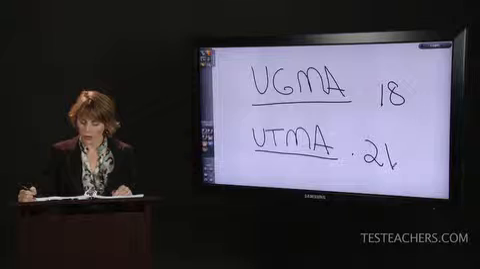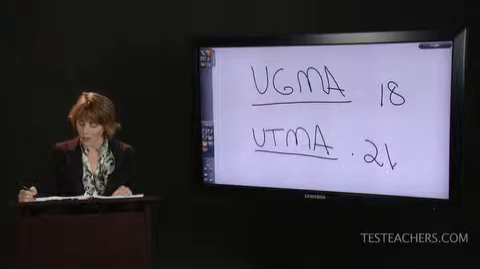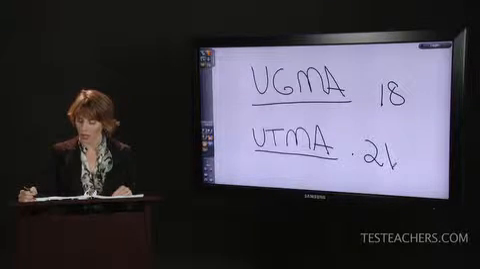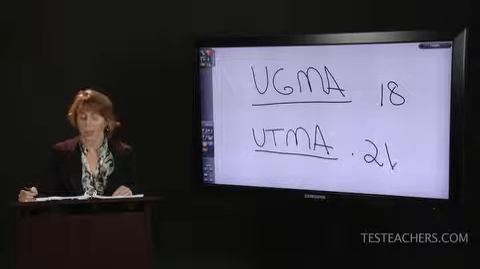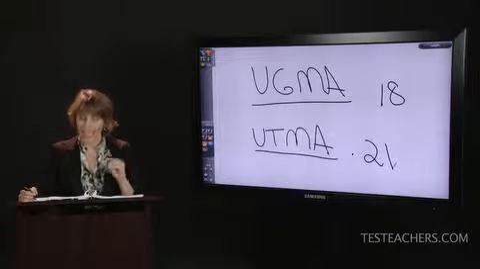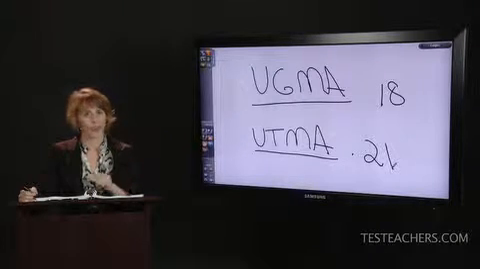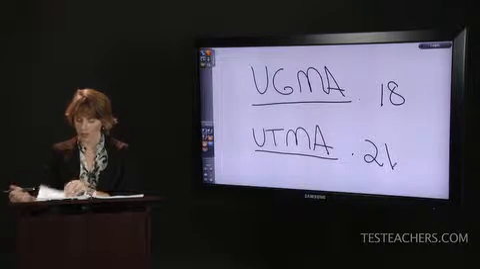Wills generally cannot override a POD account. So if a client's estate is to be split evenly between the client's two children, but the son is listed as beneficiary on a POD account, the assets in that account will go to the son, no matter what the will says.